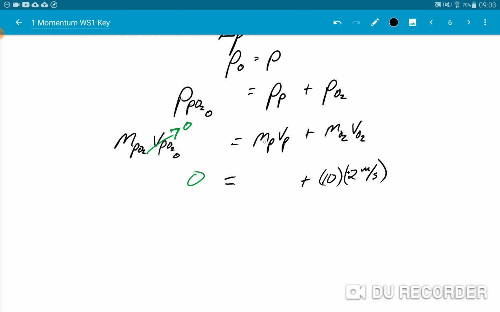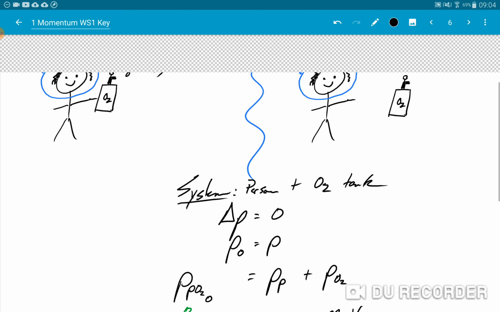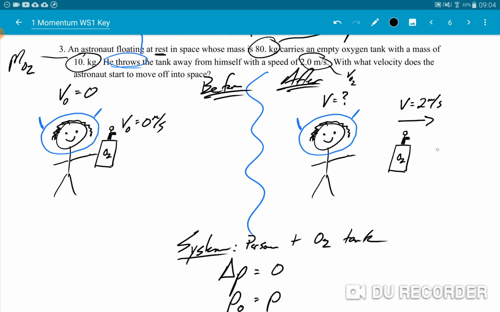Well, mass can't be negative for the person, and I know it's not. It's 80. But the velocity of that person has to be negative, and mathematically it has to be negative. Let's see if that makes sense in our problem. If they throw the O2 tank to the right, that means that they're going to be moving to the left. Oh, yeah, that should make some sense, right?